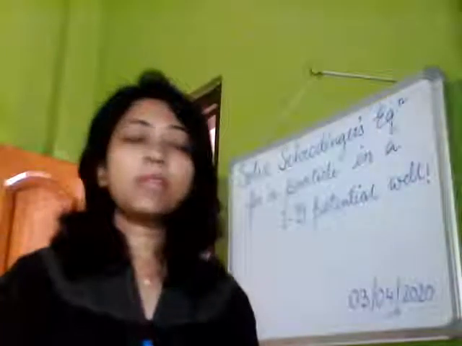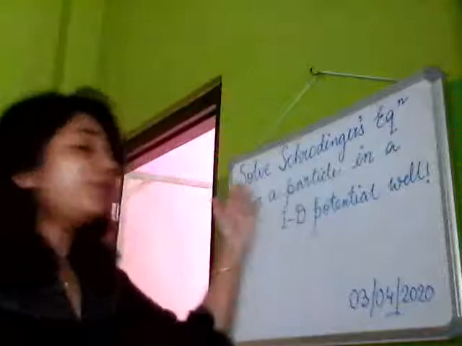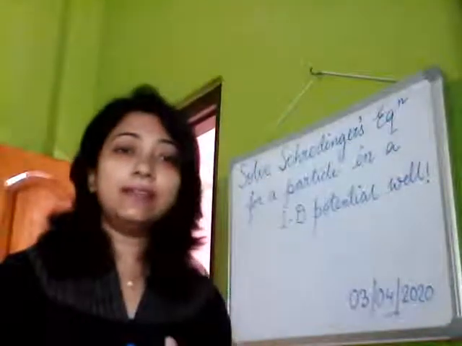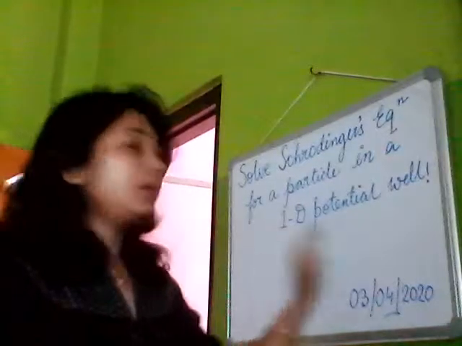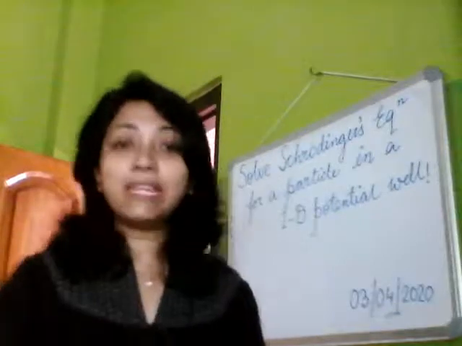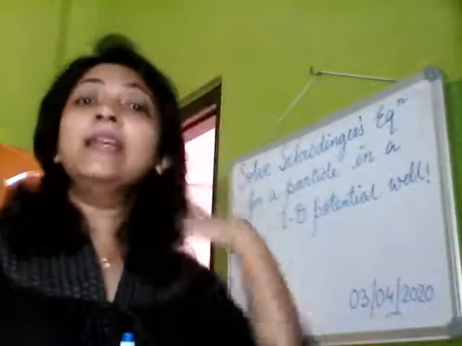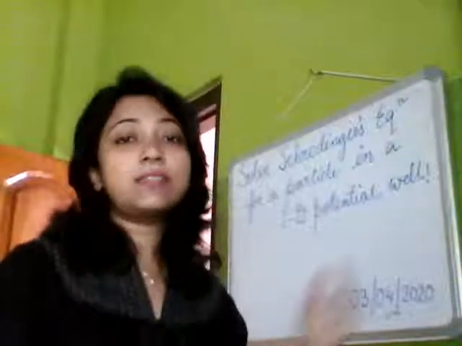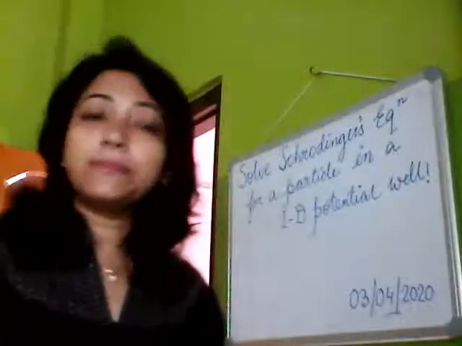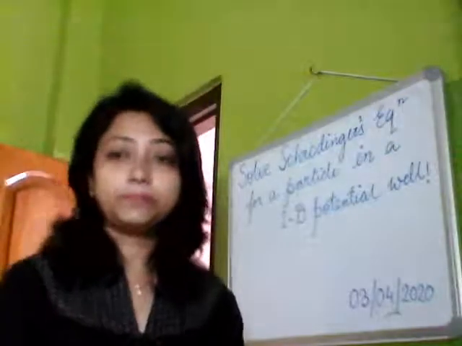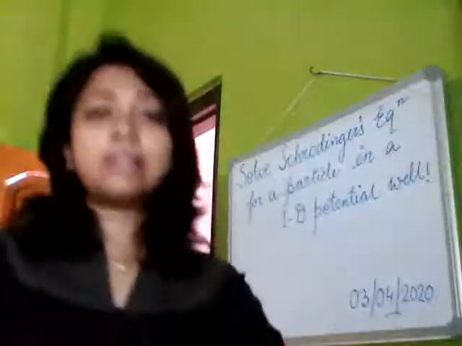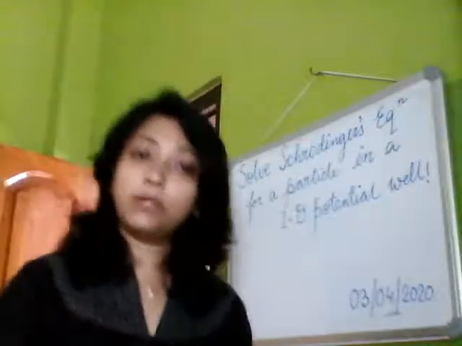Fine. So as you can see, we are going to solve the Schrodinger's equation for a particle which is inside something called a one-dimensional potential well. Now, I am going to explain what is the meaning of this one-dimensional potential well. But this is how the heading looks like, and this is how we generally denote the particular potential or the particular system that we are going to learn today. Right? Then, let me first explain to you what is the meaning of a one-dimensional potential well.